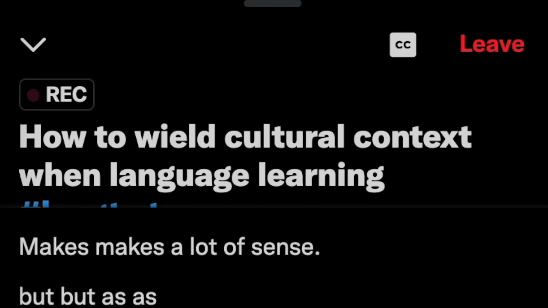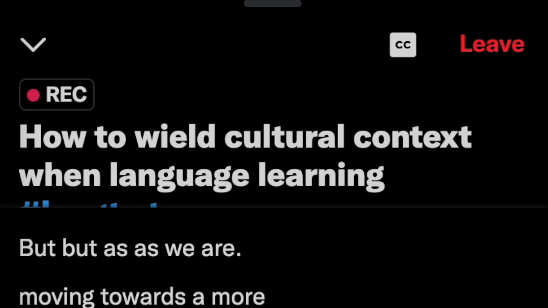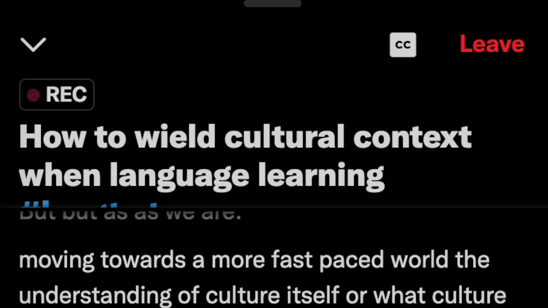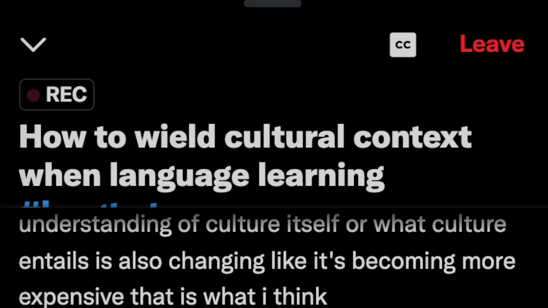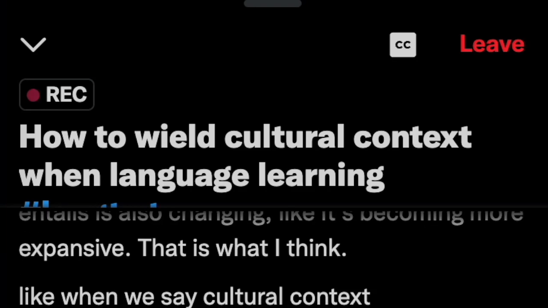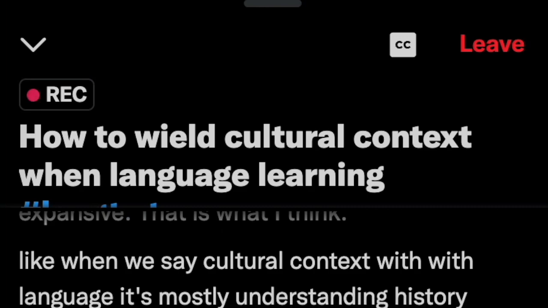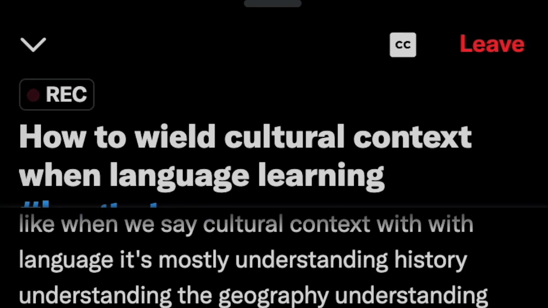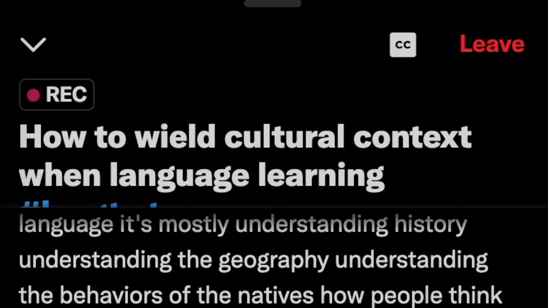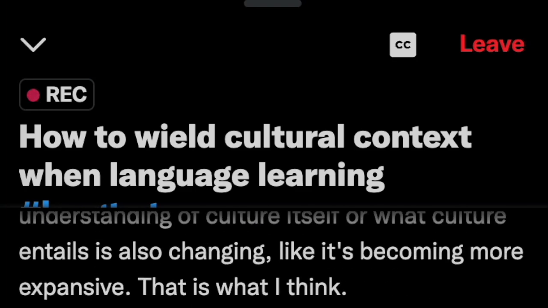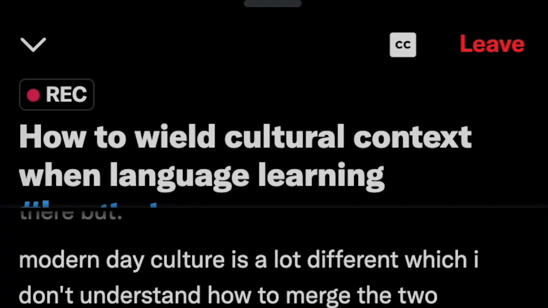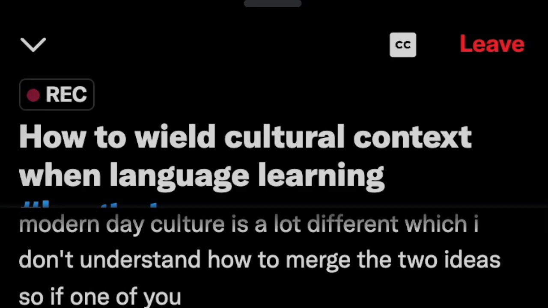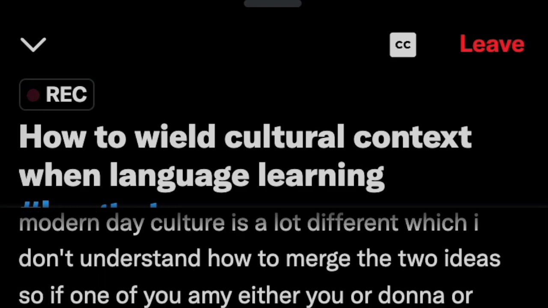But as we are moving towards a more fast-paced world, the understanding of culture itself, or what culture entails, is also changing. It's becoming more expansive. That is what I think. When we say cultural context with language, it's mostly understanding history, geography, the behaviors of the natives, how people think there. But modern day culture is a lot different, and I don't understand how to merge the two ideas. So if one of you, Amy, either you or Donna or Tiara, could help me understand that.